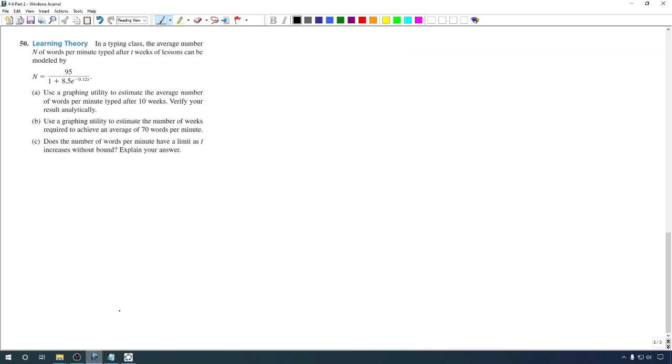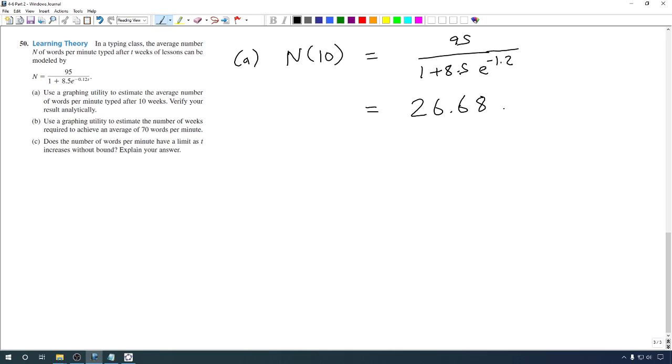But we can actually get the exact amount by going ahead and just plugging it in. So for part A, all we're really doing is plugging 10 weeks into our formula. We have 95 over 1 plus 8.5 e to the, well, 0.12 times 10 is actually 1.2. Go ahead and plug that into a calculator, because I'm not going to do it by hand, of course. And we get 26.68, and that's words per minute.